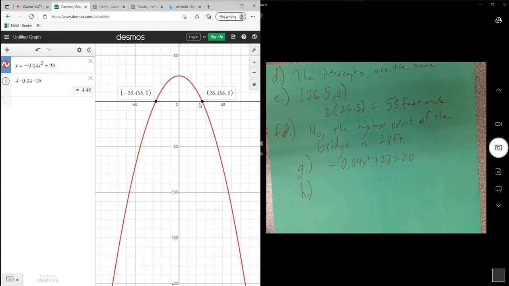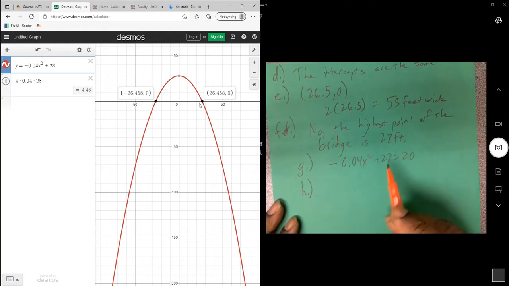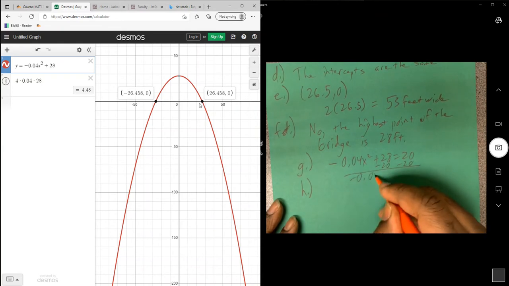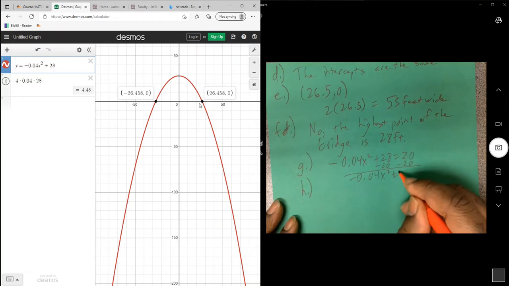Okay, H, solve the equation in part G using a quadratic formula, using your graphing calculator to check your result. Okay, so now we want to set this equal to 0. So we'll subtract 20 on both sides. So it'd be negative 0.04x squared plus 8 equals 0.